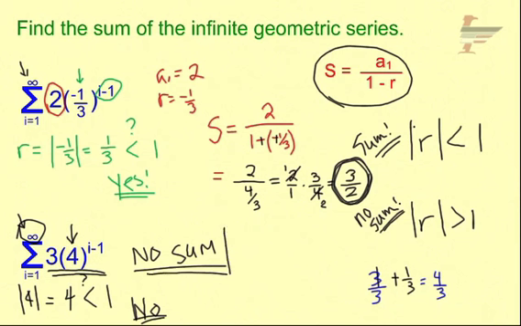Don't do the math, because you can get a number back and tell me that this is what the sum is, but if that ratio is bigger than 1, there actually is not a sum. So test your ratio to see if a sum exists. If there is, use the formula to find it. If not, we just write no sum.